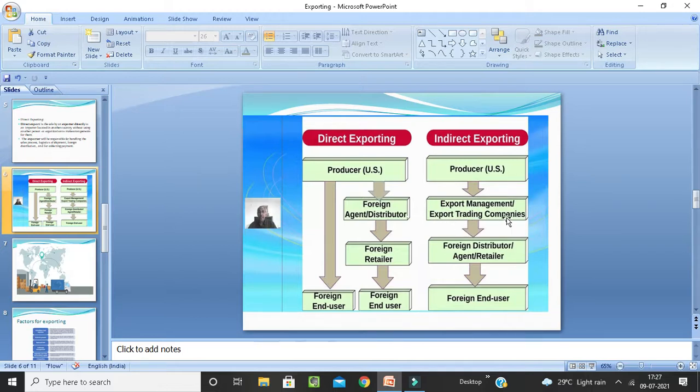Export trading companies will be there in between producer and foreign distributors, agents, retailers or wholesalers will be there, and then the final end user will be there. But here in direct exporting, the direct foreign will be there. The retailer or the distributor, one person will be there involved in the direct exporting.